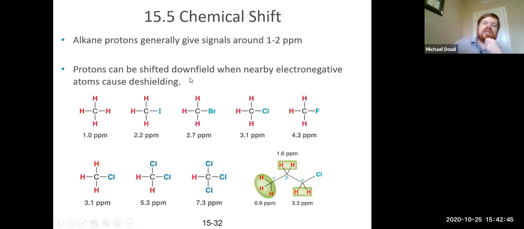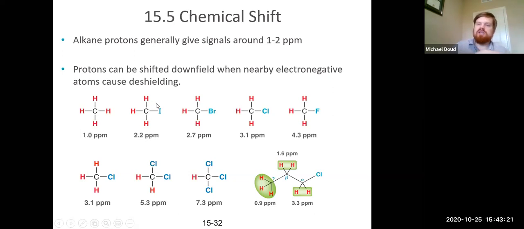Okay, so I mentioned this already, but protons will be deshielded when there's a nearby electronegative atom. Remember, electronegative atoms are electron hungry. So they're going to pull electrons away from neighboring sigma bonds as much as possible. Like methane has one set of protons. Those protons show up at 1.0 parts per million. Add in an iodine, which is slightly deshielding. It's more electronegative than carbon. It's going to pull electron density away from these carbon-hydrogen bonds, which is going to expose these protons more to the external magnetic field. So it shifts from 1.0 to 2.2 parts per million.